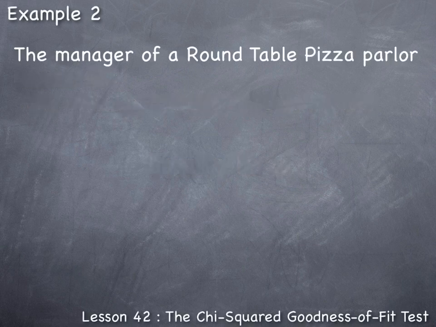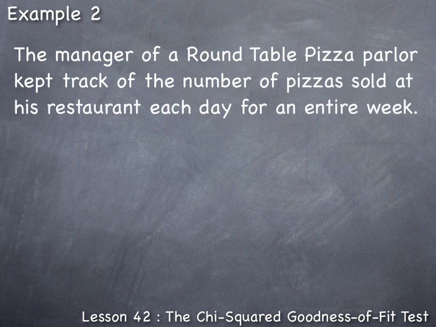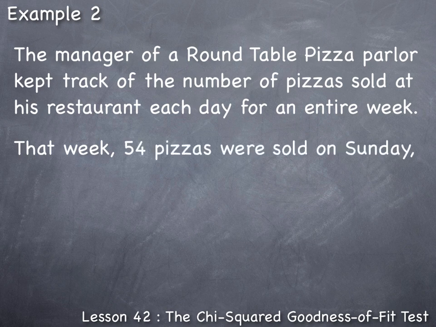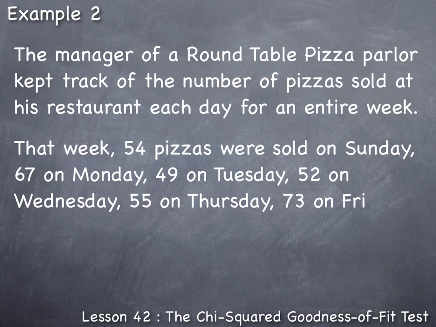The manager of a Round Table pizza parlor kept track of the number of pizzas sold at his restaurant each day for an entire week. That week, 54 pizzas were sold on Sunday, 67 on Monday, 49 on Tuesday, 52 on Wednesday, 55 on Thursday, 73 on Friday, and 78 on Saturday.